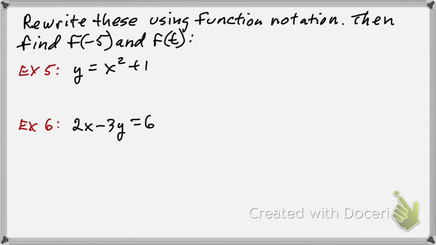So example 5, first thing we're going to do. Now look what it's saying. It's saying y equals x squared plus 1. But y is a function of x. So to write it in function notation, I'm just going to say, okay, f of x, in other words, the y, equals x squared plus 1. Nothing really to do there, except the notation.